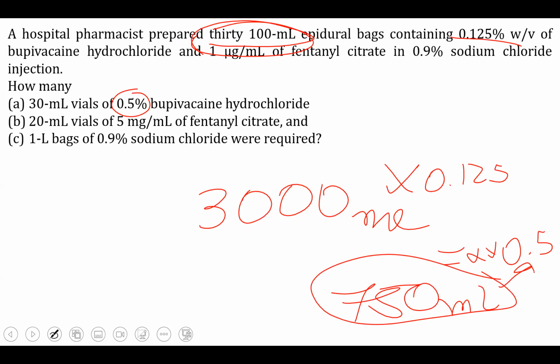Each vial contains 30 ml. So for 750 ml, how many vials? Again, I'm sure this calculation I don't need to explain. You know it since class 1. So there are 25 vials, correct?